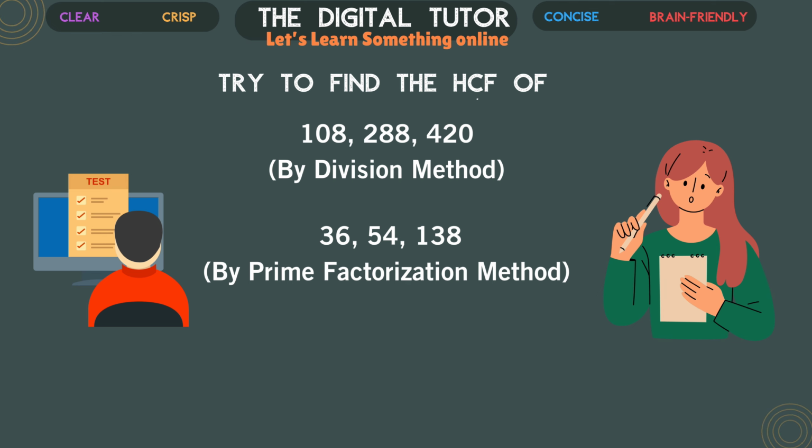So now try to find out the HCF of these two sums by division method and prime factorization method and leave your answer in the comments.